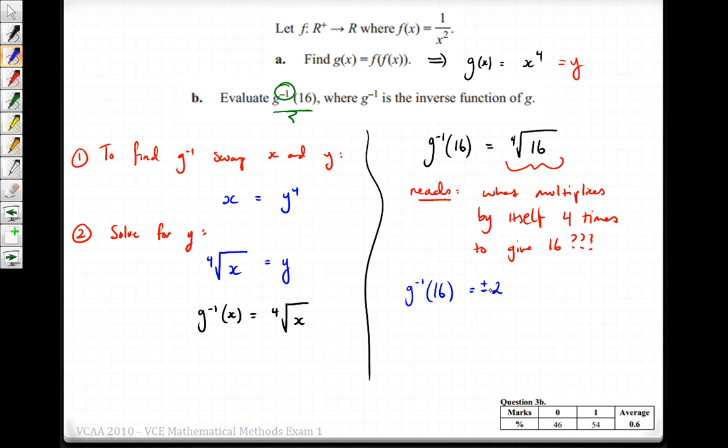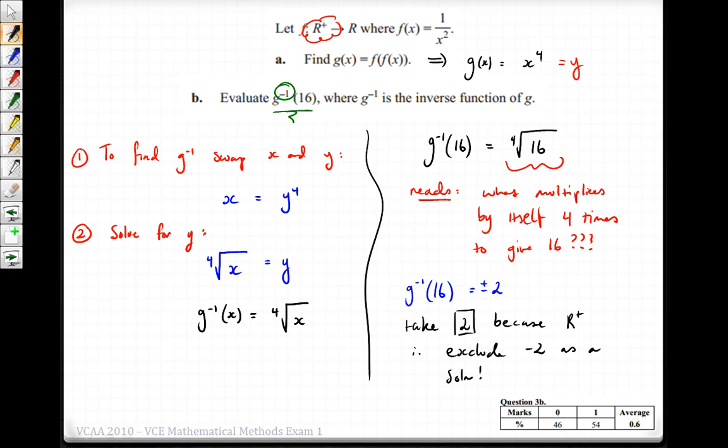Technically it's plus or minus 2. I removed the minus 2 because that's what our domain says. So let me make that explicit. We only take 2 because we've got the positive reals. So therefore we exclude -2 as a solution. So it's just this guy here.